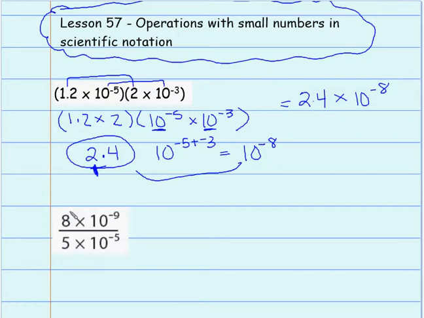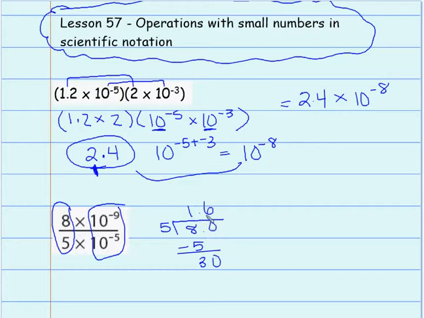Again, we divide this part and we divide this part, and we do them separately, and then we put them all together. So 8 divided by 5, remember 8 is your dividend, so it goes inside the box. Get 1, add a decimal, 1.6, that's your coefficient part.